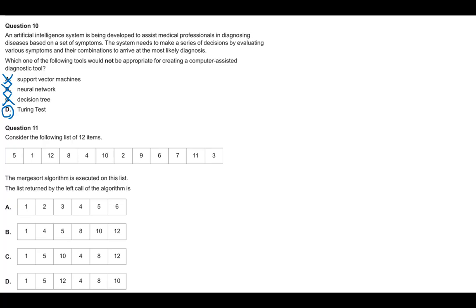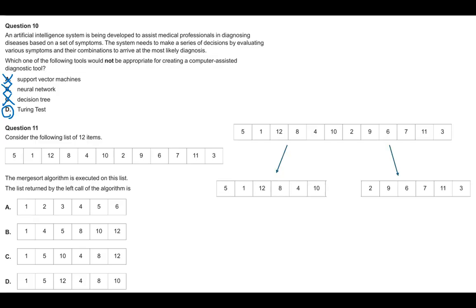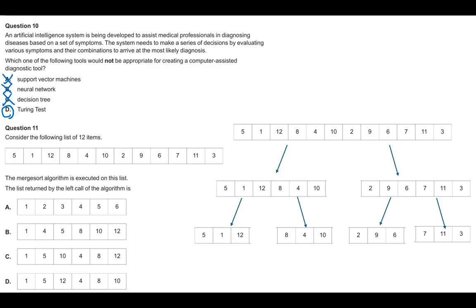Question 11, we just need to know how merge sort works. We would have split the array down into two equal parts and then those arrays into two equal parts and so on. And then we would end up sorting these. So this one would come back up as 1, 5, and 12. This one comes back up as 4, 8, and 10. And when it comes back up to here, we're going to have 1, 4, 5, as in we're going to have this whole thing sorted out. So 8, 10, 12, which is B.